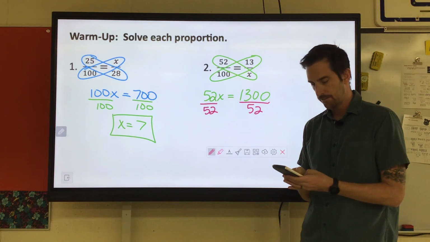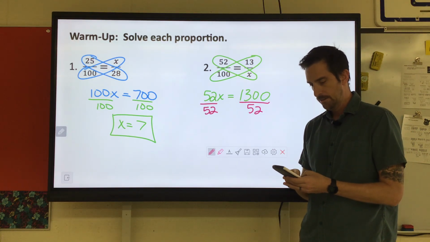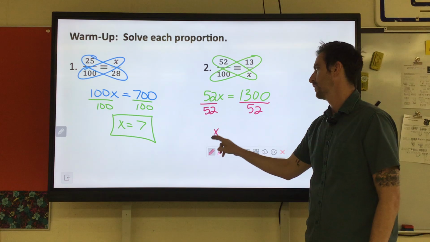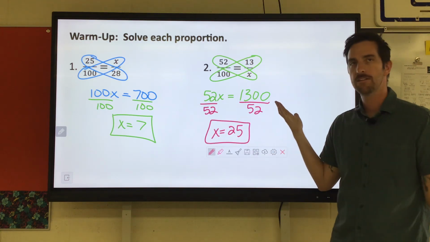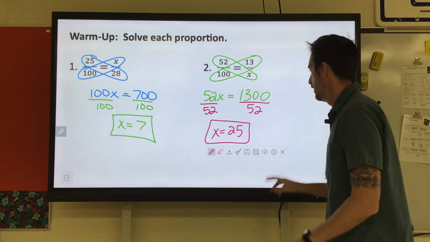1300 divided by 52, 25. Great. That's it. We can solve proportions.